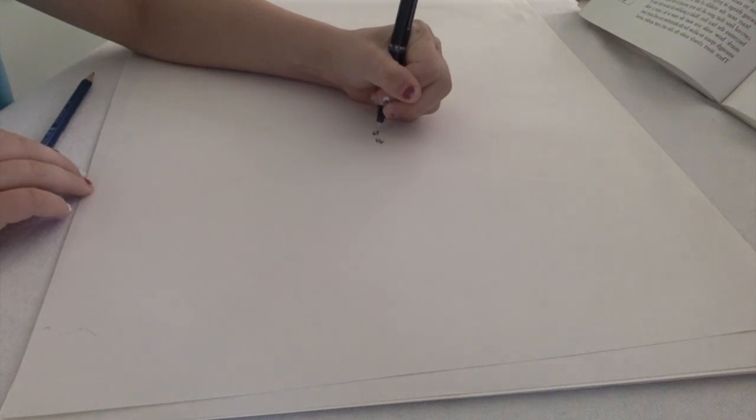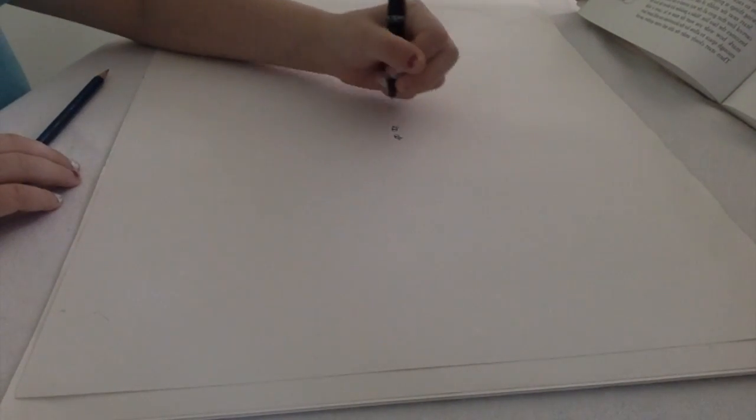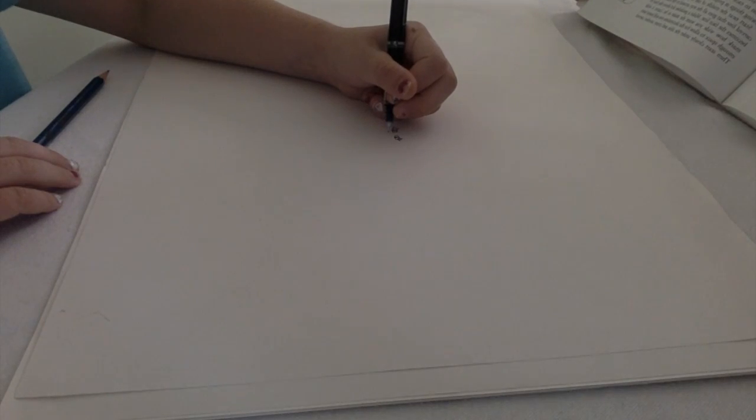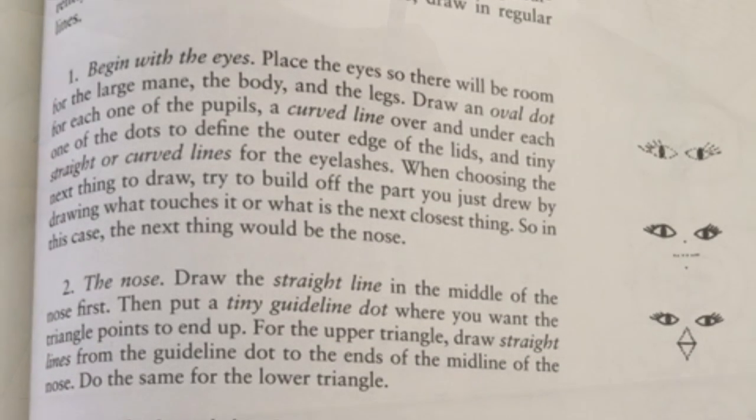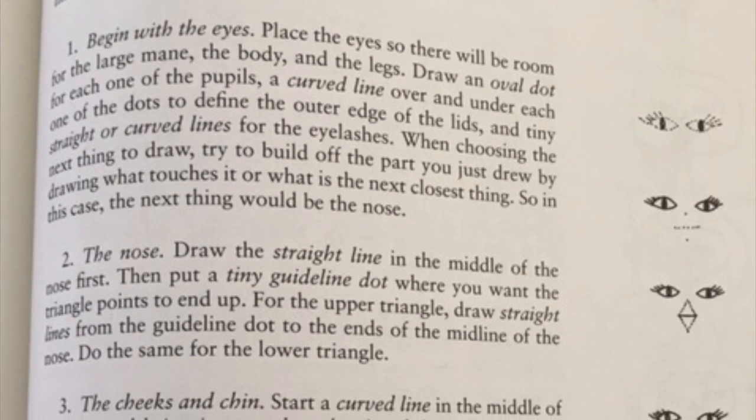Okay. When choosing the next thing to draw, try to build off of the part you just drew by drawing what touches it or what is the next closest thing. So in this case, the next thing would be the nose. Okay.